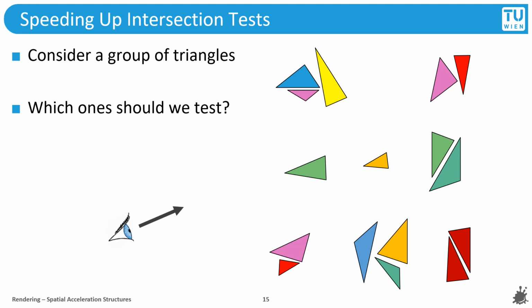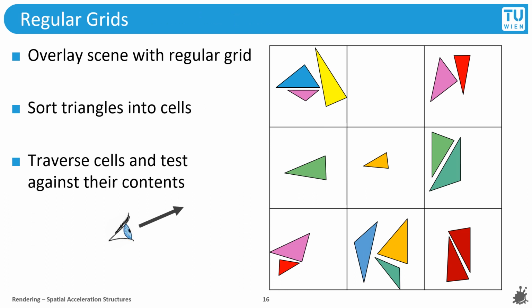So let's start with a very basic example. We have here a collection of triangles, and a simple question would be, how can we find a way to reduce the set of triangles that we test instead of just testing all of them? And the first spatial acceleration structure that we will look at is the regular grid, and it is simply applied by overlaying the entire scene with a regular grid and then sorting the triangles into the cells that they fall into.